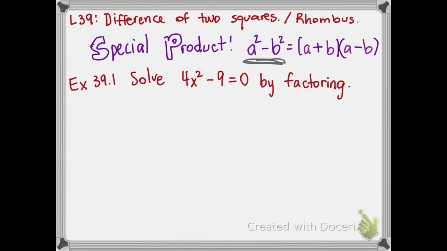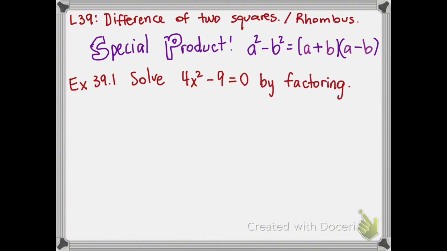And what we're going to do is put two parentheses, then put a plus and a minus inside the parentheses, and then put the square root of the first number here and here. And then the square root of the second number here and here in the second part. And that's it. That's all we have to do. So let's look at some examples where we apply this formula.